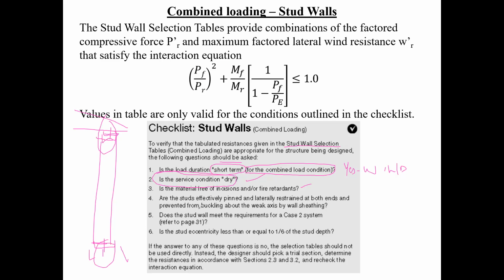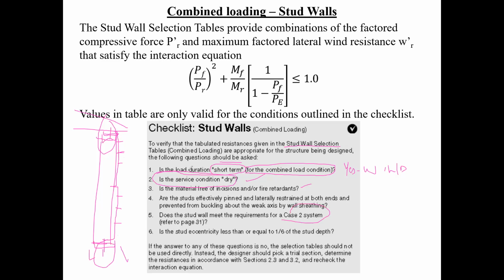and prevented buckling about the weak axis. So normally when you're designing an exterior wall, you're always going to be putting some kind of sheeting, and normally you can either put an OSB board, which is a cheap way of doing it, or you can put plywood, okay? And therefore the answer would be yes. And since you are nailing the plywood with the same conditions that you did for the floor, does the stud wall meet the requirements of a case 2 system?